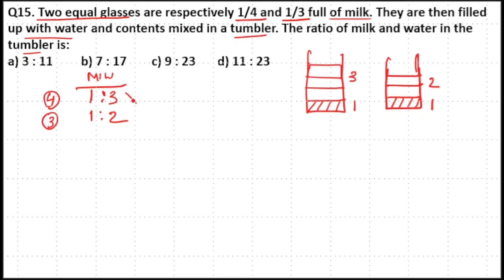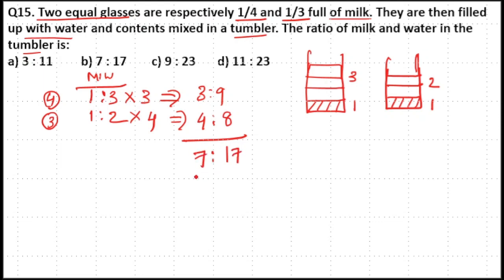So to make it equal, multiply first ratio with 3 and second ratio with 4. So first ratio will become 3:9 and second ratio will become 4:8. So when you add together, 9 plus 8 is equal to 17. 3 plus 4 is equal to 7. So 7:17. Option B is your answer.